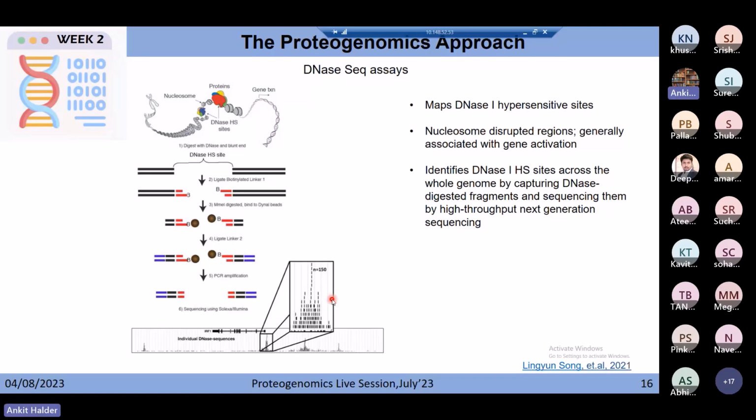Now another topic is DNA-seq analysis. Here we know that nucleosomes remain in the DNA structure.